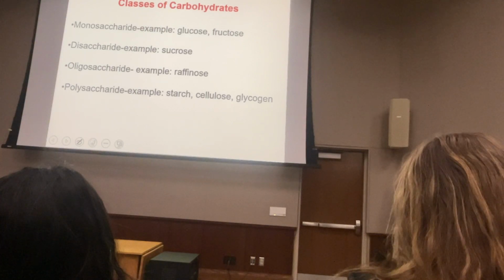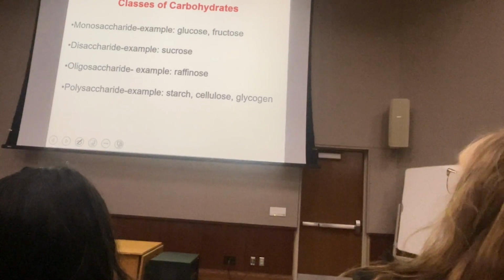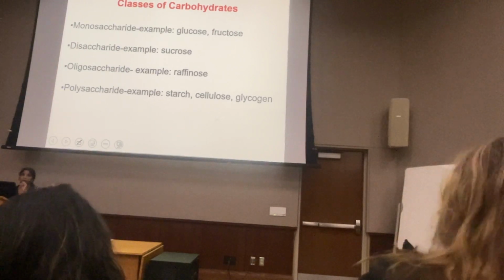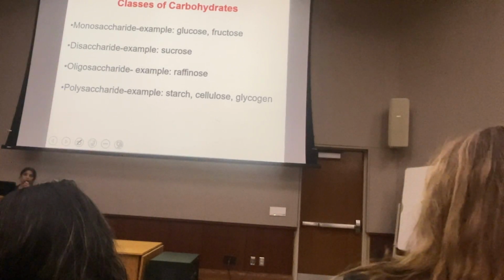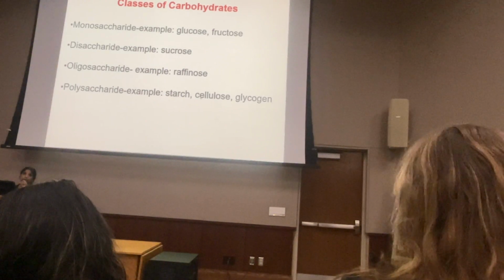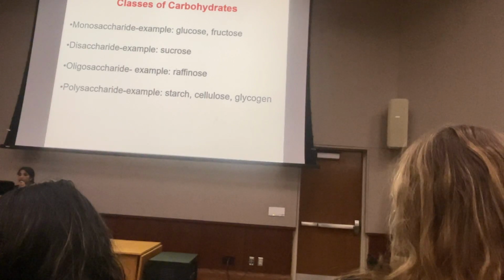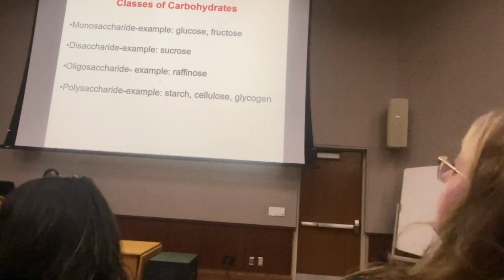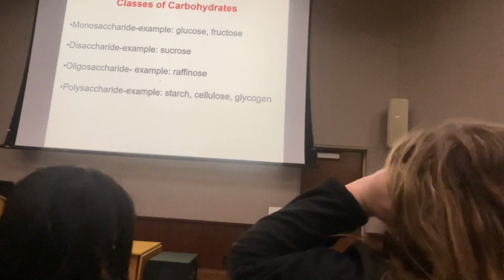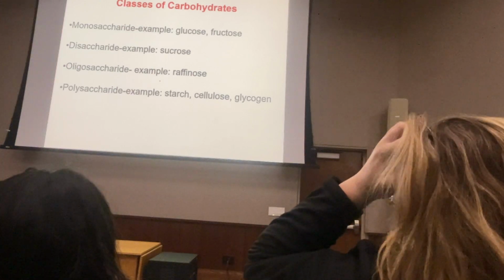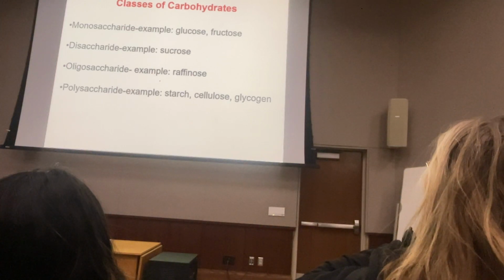Monosaccharide means one sugar. Disaccharide means two sugars. Oligosaccharides are more than 2 but fewer than 10. And then polysaccharides have more than 10 groups of sugars attached. We're going to look at monosaccharides, disaccharides, and polysaccharides. I'm not going to really look at the oligosaccharides, except for how attachment occurs. How do these sugar groups attach, and what's the enzyme that does that work?